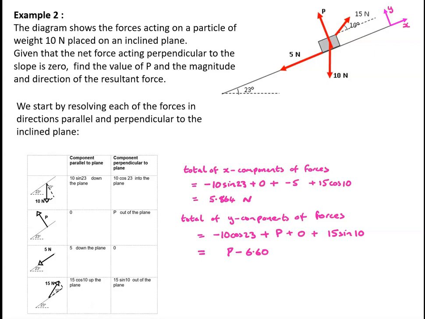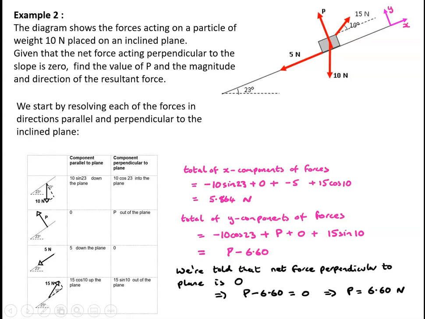But we were told in the question that the total force, the net force, acting perpendicular to the slope is 0. So we're being told that P minus 6.60 must equal 0. So the force P must have magnitude 6.60 newtons, and the magnitude and direction of the resultant force is simply a force of size 5.864 newtons acting up the plane.